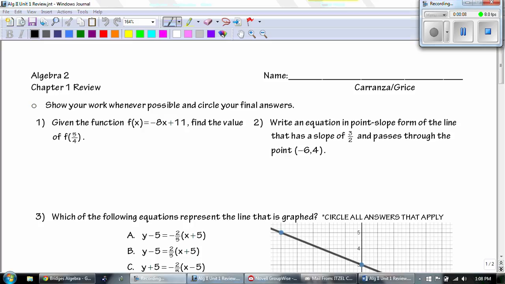Remember to show your work whenever possible and to circle your final answer.